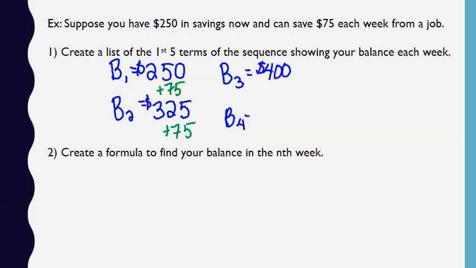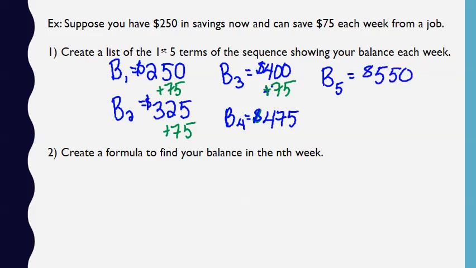At the end of the fourth week, after saving an additional $75, I would then have $475. Whoops. And then at the end of my fifth week, again, by adding another $75, I would get $550 at the end of the fifth week.